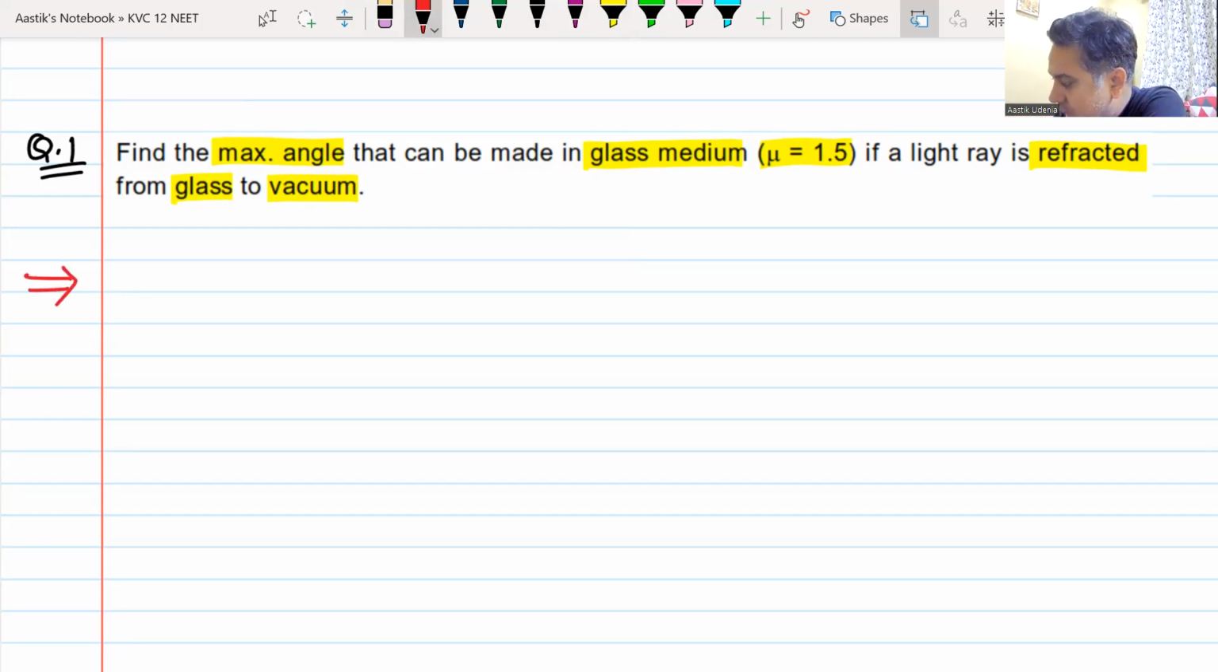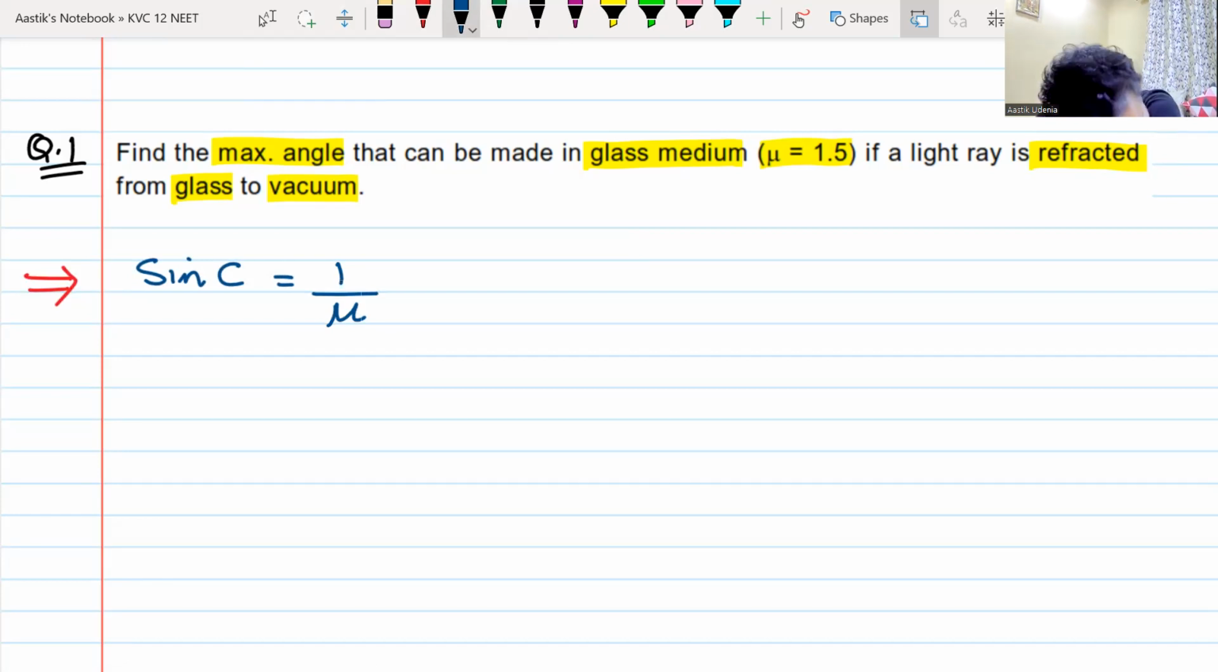Sine of C is equal to sine 90 by sine r, which is 1 by mu. Yes or no? That's the formula. Mu is given as 1.5, that is 3 by 2. So sine C is 1 divided by 3 by 2, which is 2 by 3. So C becomes sine inverse 2 by 3. That is the answer.